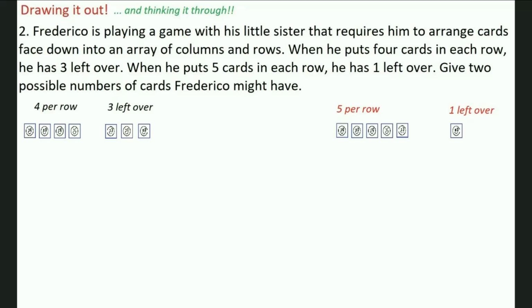And you guys have done this, believe it or not. The foundation for this was in kindergarten and 1st grade. Okay, so let's see what we're talking about here. 4 per row plus 3 left over.